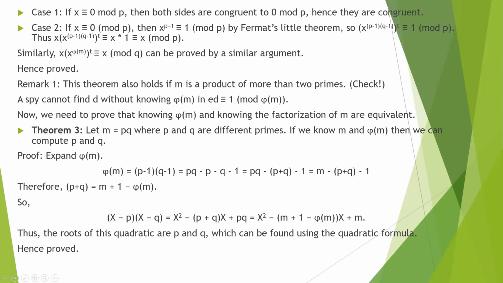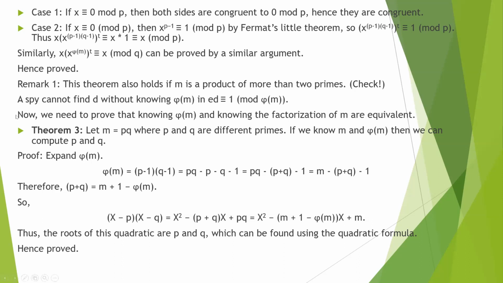Now, if a spy wants to decrypt the message, he needs to find the decryption exponent. But we know that ed is congruent to 1 mod phi M. So that's the only way he can find the decryption exponent. But if you don't know phi M, there's no use in solving this equation.